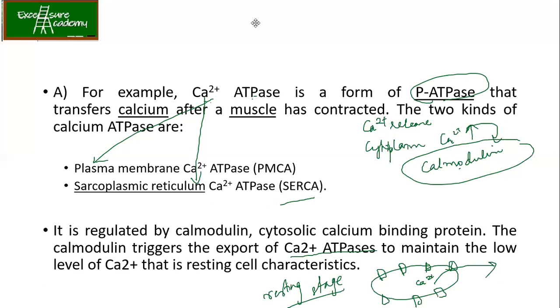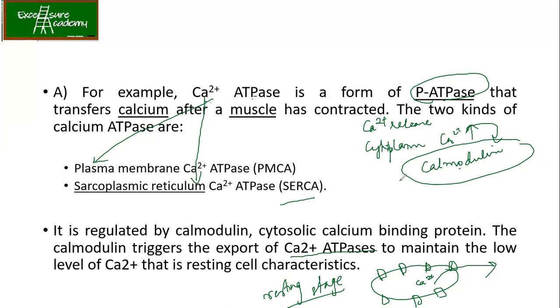Yes, any point anywhere which is not clear? Tanvi, samjha? Ma'am, repeat that last part of what you explained.